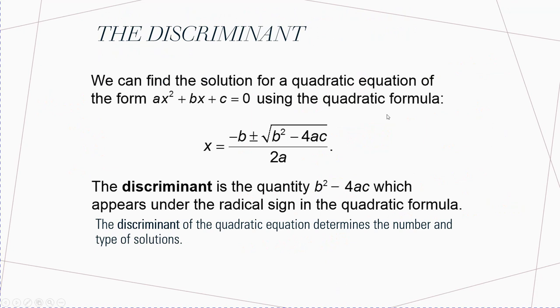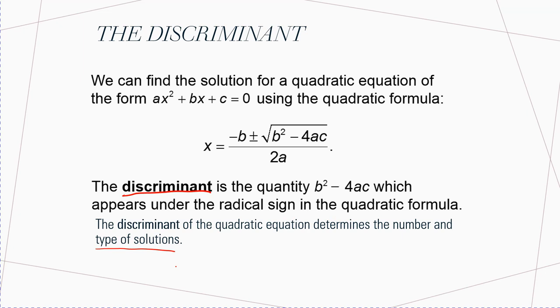Okay, so one last thing I just want to quickly talk about is what's called the discriminant. We can find the solutions for a quadratic equation of the form ax squared plus bx plus c equals 0 using this quadratic formula. Now what's underneath this radical, this b squared minus 4ac, is called the discriminant. And the discriminant is this quantity b squared minus 4ac, which appears under the radical sign. And the discriminant of the quadratic equation determines the number and type of solutions.